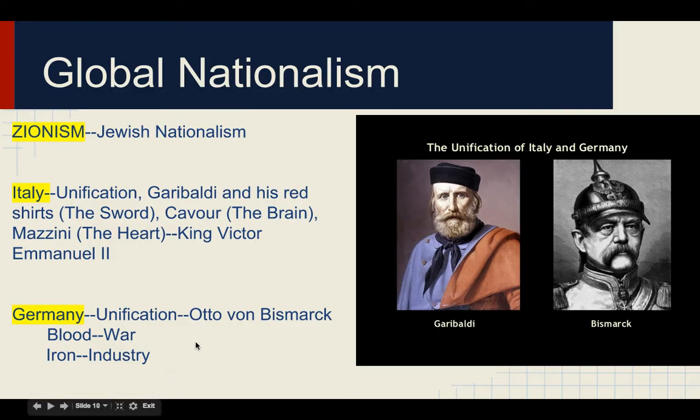Italy unifies, and then Germany unifies. Germany unifies under the guidance of Otto von Bismarck, and he says we will unify through blood and iron, war and industry. He will fight three wars. He'll fight the Danes in the Danish-Prussian War. He'll fight the Austrians in the Austro-Prussian War. And he'll fight the French in the Franco-Prussian War, in which the people of Paris will be so hungry they will be reduced to eating rats, and the French will never forgive the Germans. And this is, of course, before World War I and World War II. And with iron and industry, Germany will become one of the most advanced industrial powers before World War I.